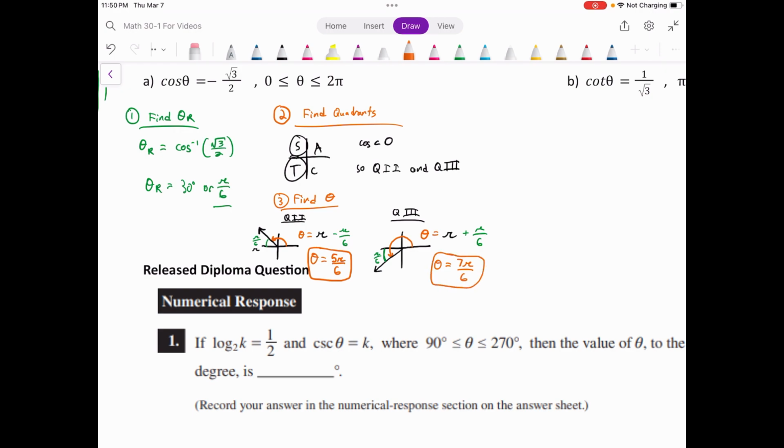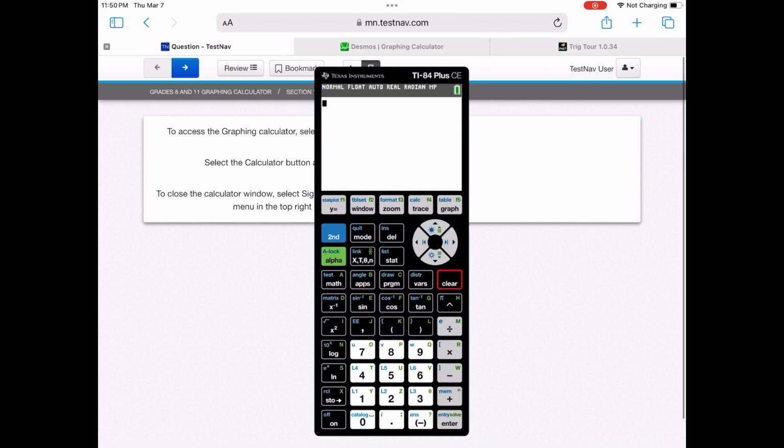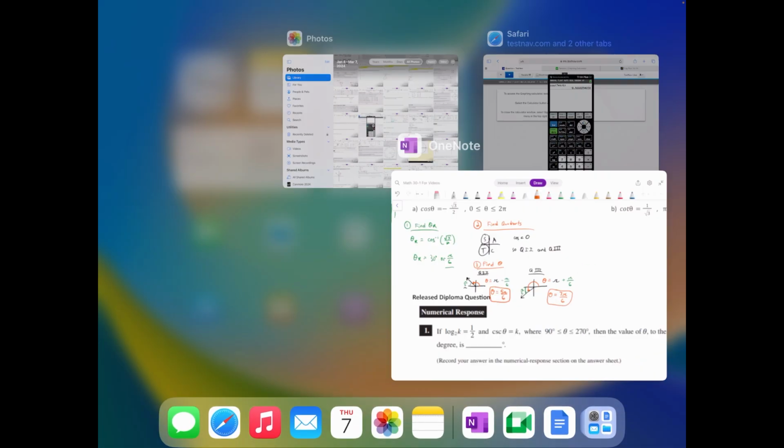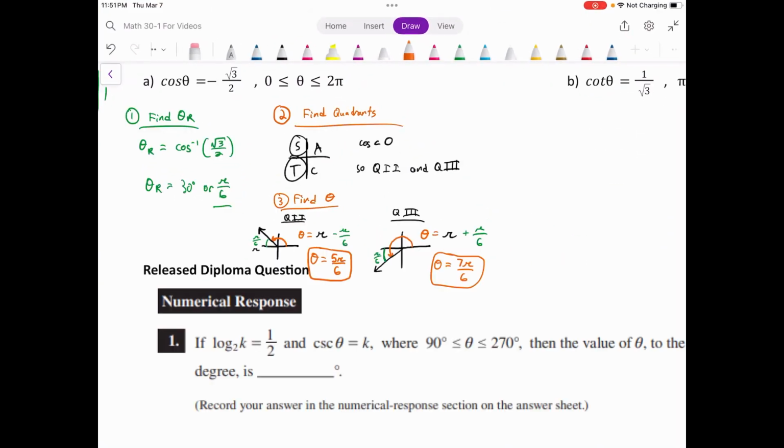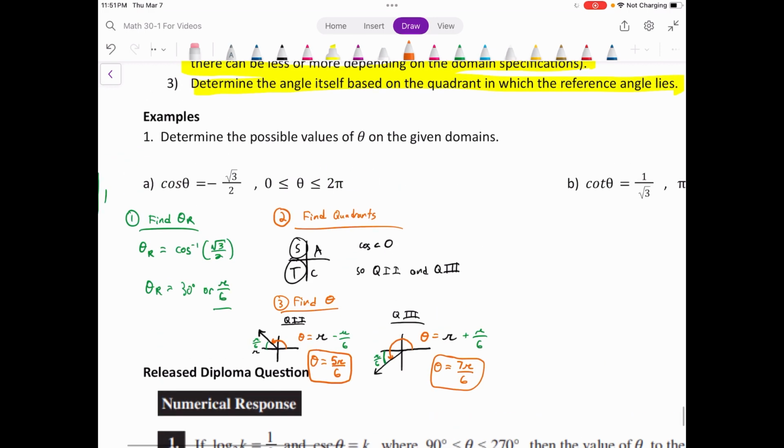And once again, we can check our work. Let's do the cosine of 7 times pi, whoops, close that bracket too early, over 6. Hey, that's negative root 3 over 2. Okay, so there's two answers here. Both of those angles have that cosine ratio.